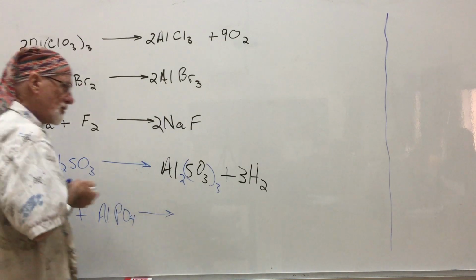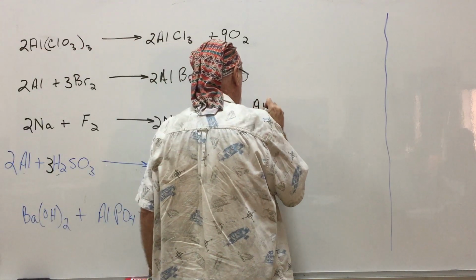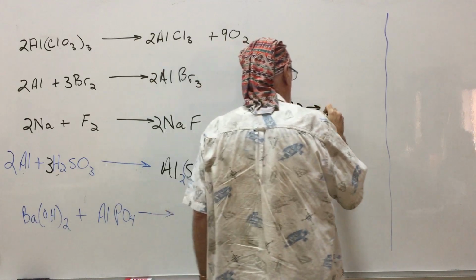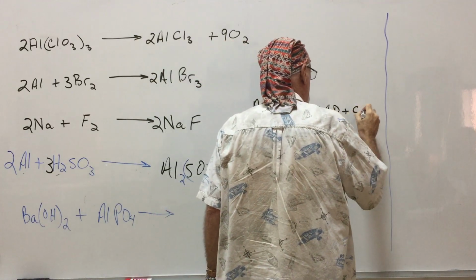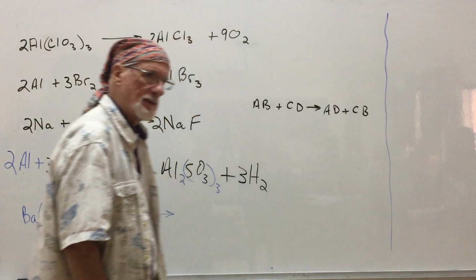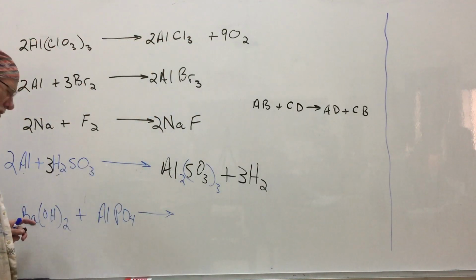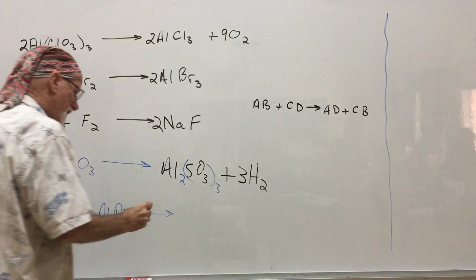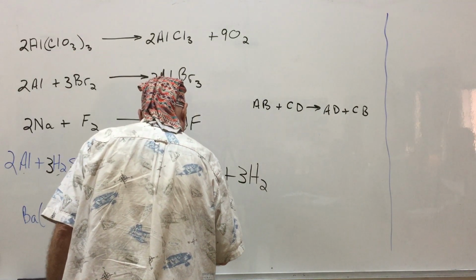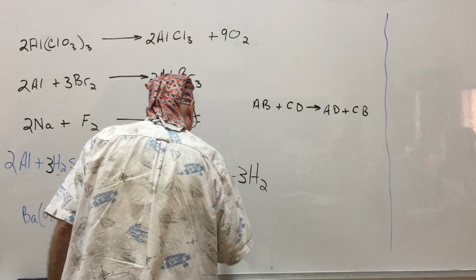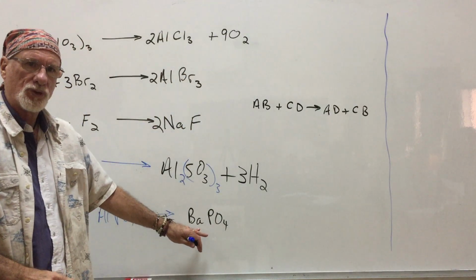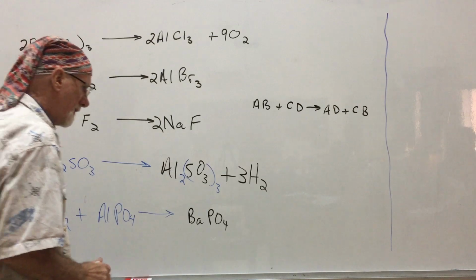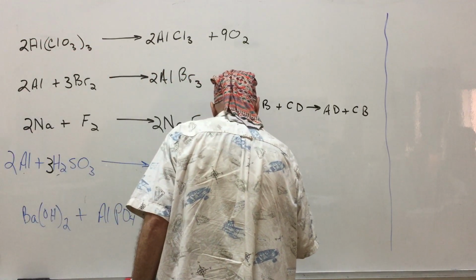Let's write over here. AB plus CD yields AD plus CB, right? So it's barium and phosphate. We're not going to write the correct formula. We're just going to write the thing. We'll sort out the formula in a minute. And then aluminum and OH, hydroxide, right?